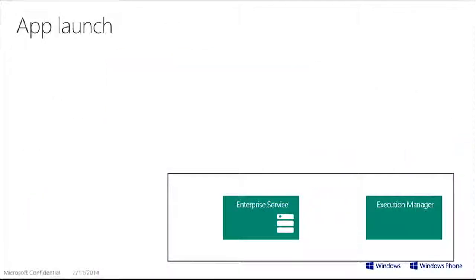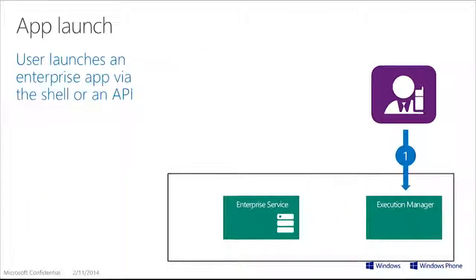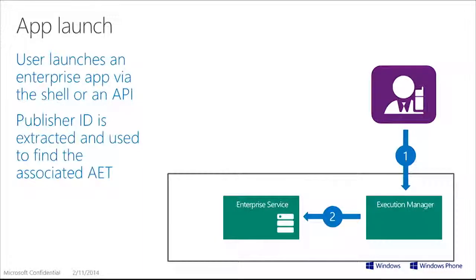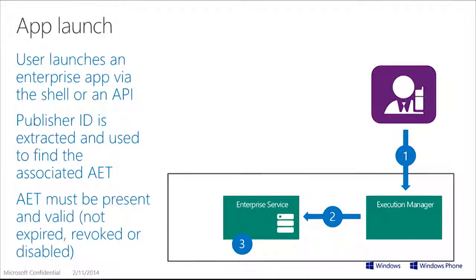So at runtime, a user tries to launch an app. The execution manager extracts the publisher ID from the application and finds the associated token. If it's there and valid, we launch the application. A token can be expired, revoked, or disabled, and we have a process in place to check the token.